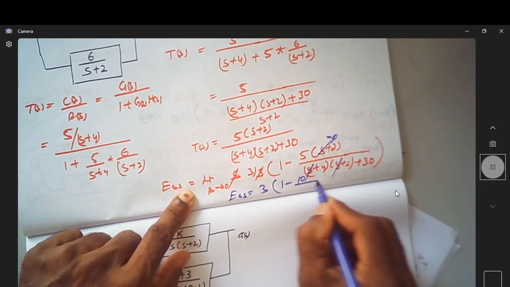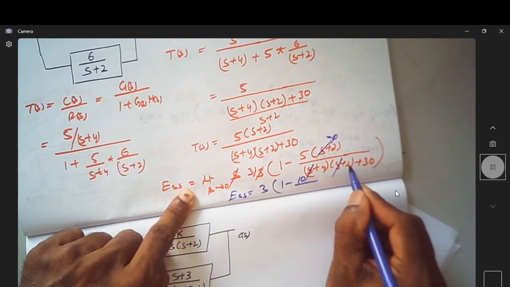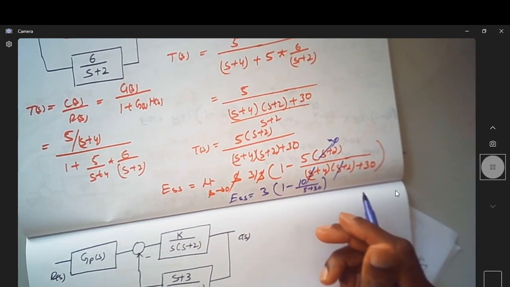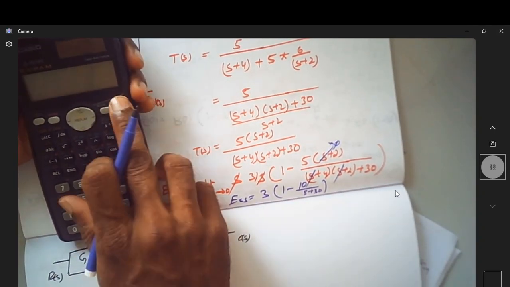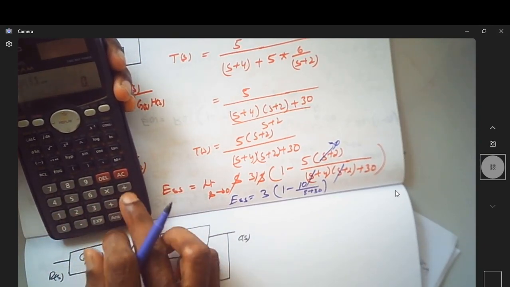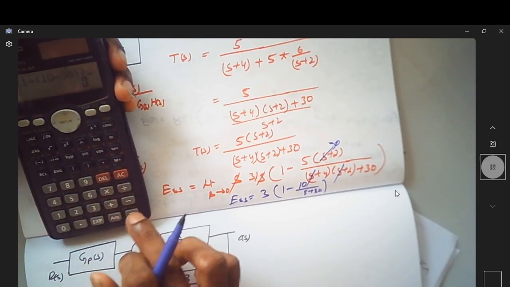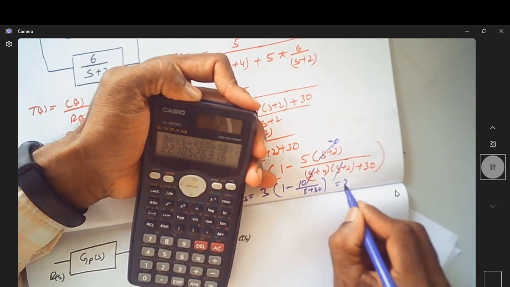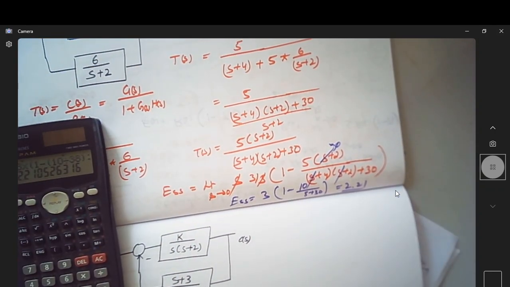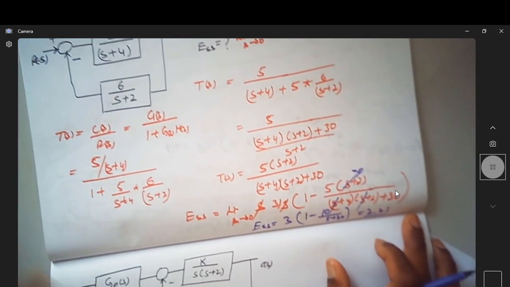into 2, 10 by this is 2 4s are 8 plus 30. So if you calculate that value, this comes out to be 3 multiplied by 1 minus 10 by 38. So it is now 2.21, which is my error. So this is what ESS is for this system.